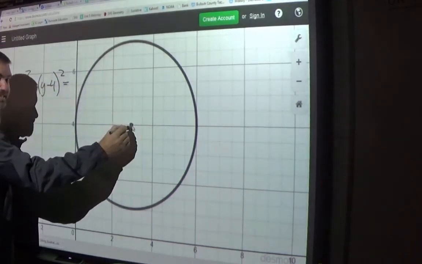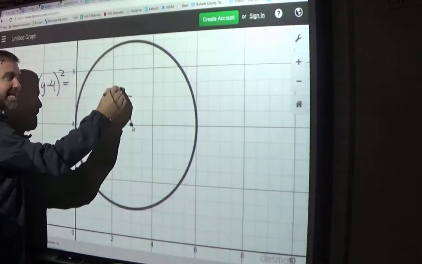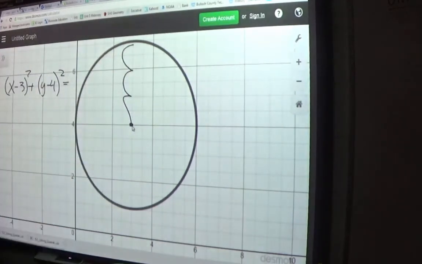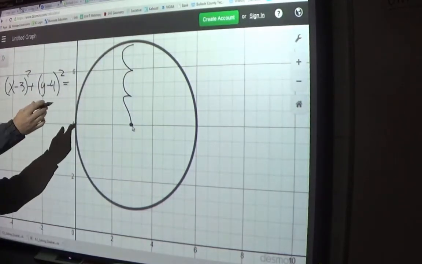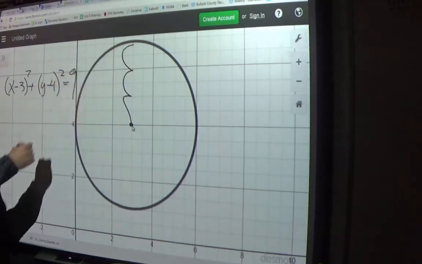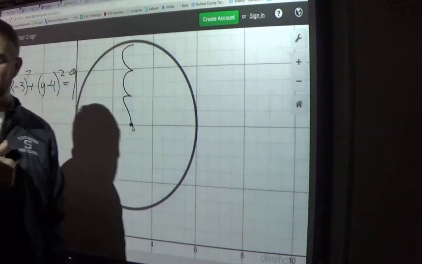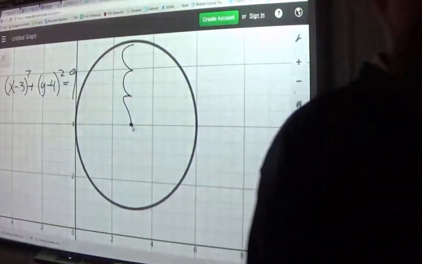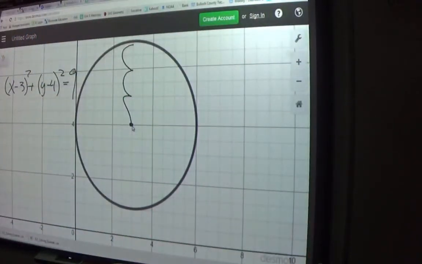If this is the center, I gotta count. How far is that? That's 3, sorry. And then the square of 3 is 9. Okay, give me a thumbs up if you got that right. Good job. All right, questions? Any questions?